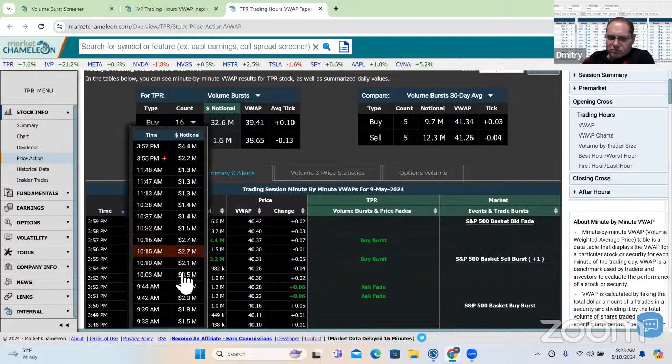So at 10 o'clock, 1, 2, 3, 4, 5, 6, 7 big buy bursts all in that hour. And then at 11 o'clock, we've seen them come back. And then right at the end of the close, more buy bursts, which is an indication that there is interest there.